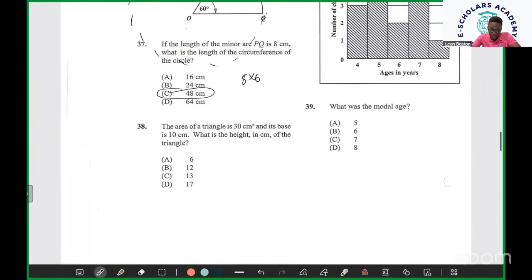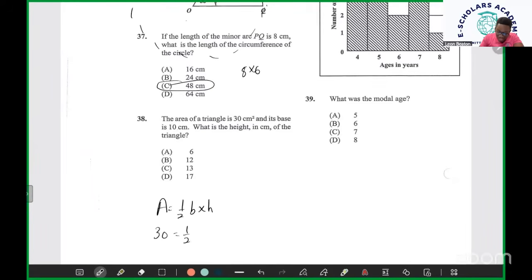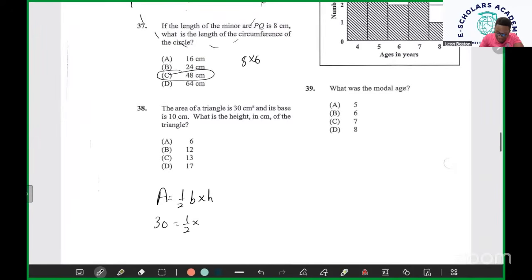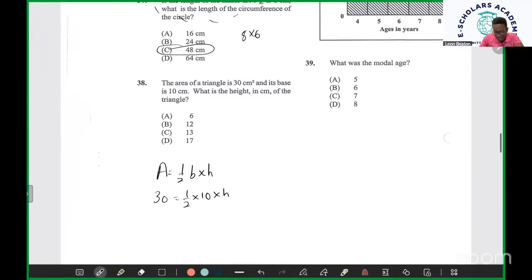The area of the triangle is 30 cm squared. Its base is 10. What is the height? Area is equal to half base times height. So 30 is equal to half times the base, which is 10, times the height. That's what we want to find. Half of 10 is 5, and 5 times h is 5h. It's equal to 30. Take over the 5, we'll have 30 divided by 5. So the height is 30 divided by 5, which is 6. So the height is 6, which is A.